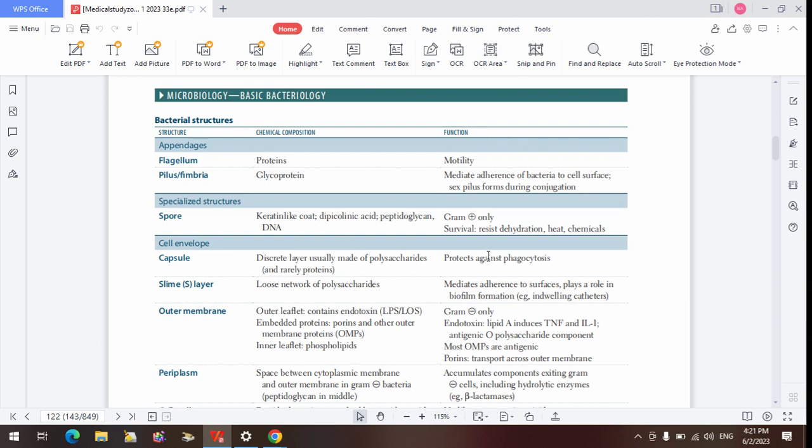Bacillus cereus causes reheated rice issue, reheated rice diarrhea. That's your Bacillus cereus.